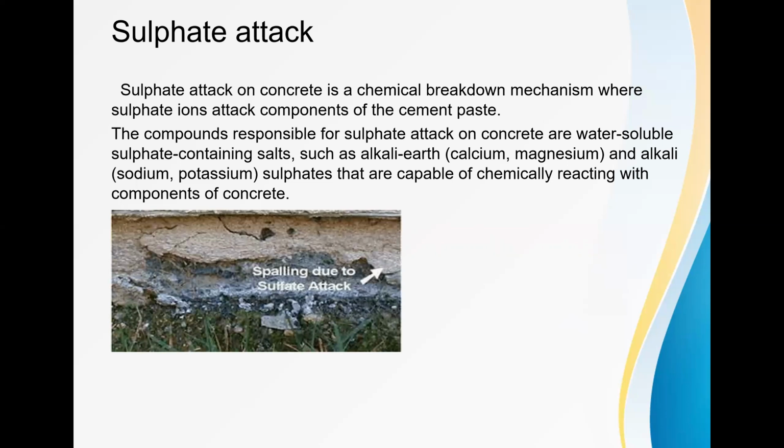Next is the sulfate attack. Sulfate attack on concrete is a chemical breakdown mechanism where sulfate ions attack the components of the cement paste. The compounds responsible for sulfate attack on concrete are water-soluble sulfate-containing salts such as alkali earth, that means calcium and magnesium, and alkali, that is sodium and potassium sulfates, that are capable of chemically reacting with the components of the concrete.